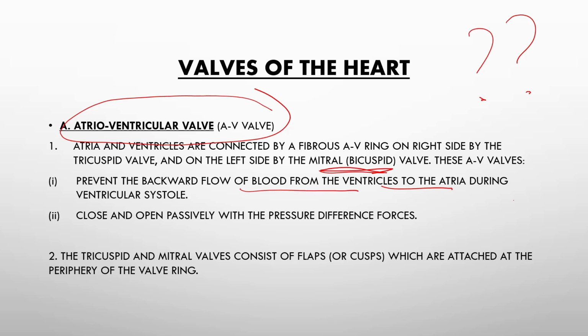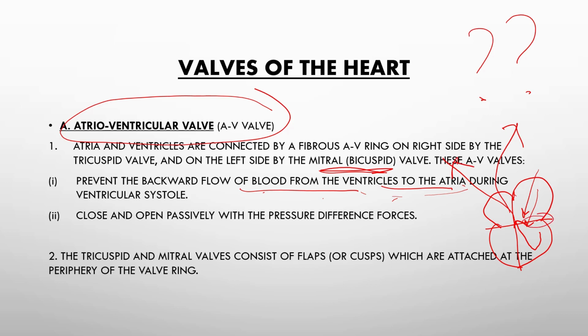Just like already discussed in the previous slide, if this is your heart, these are the parts. Prevent the backflow of the blood. From atria it enters into the ventricle. From ventricles it moves through aorta to different parts of the body, as already discussed. So it prevents the backflow of the blood from ventricles again to the atria. Is it clear? Next, it closes and opens passively with the pressure differences. Right? Is this clear?